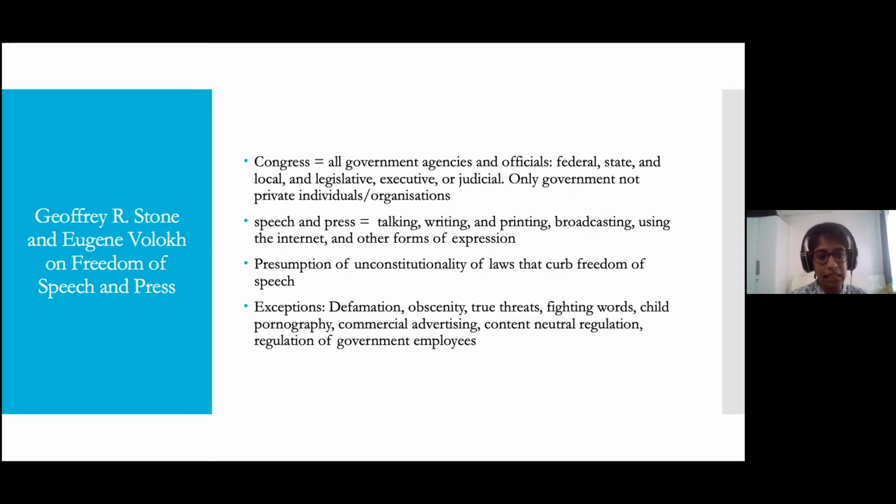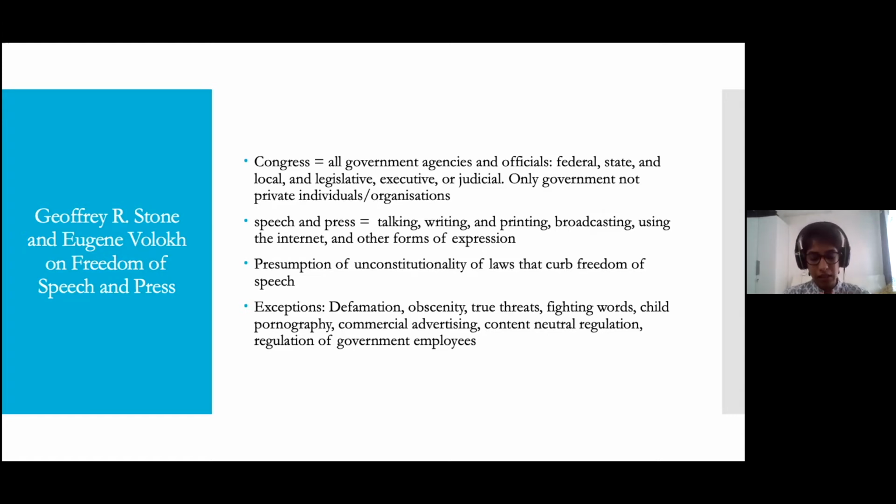The second thing he discusses is, what does the term speech and press itself mean? He states that it's not just talking, it's talking, writing, printing, broadcasting, using the internet and other forms of expression. The sort of expansion of what speech means and what it entails has come through judicial opinions.